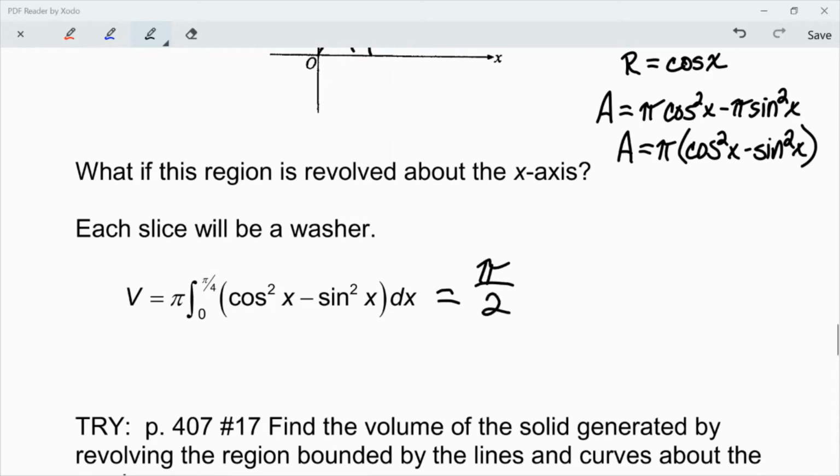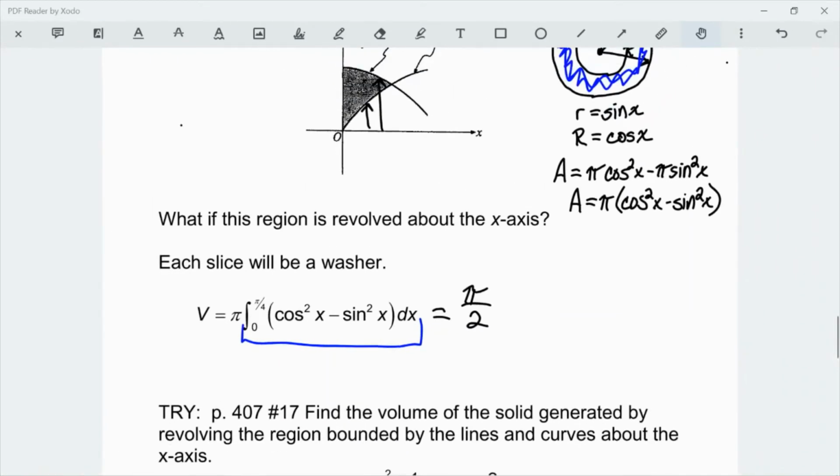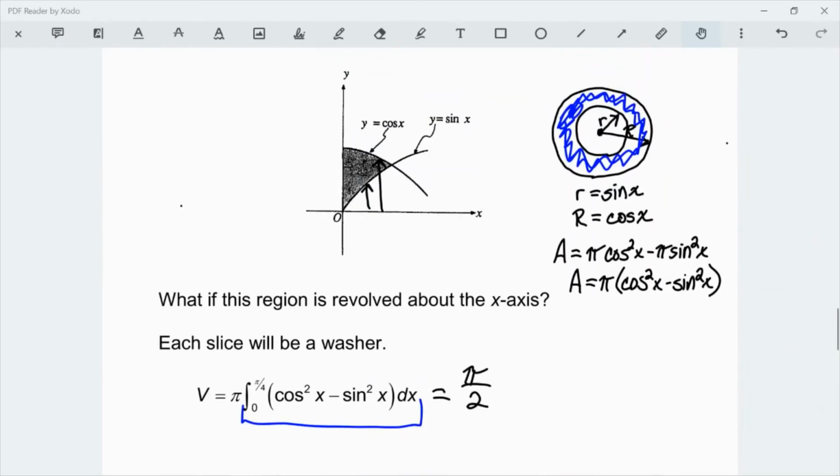If you plugged this into the calculator, though, what you would do is just do this part of it. Forget about the pi for a second. Plug that into the calculator, and you would see that this is 1/2. And then it's just 1/2 times pi, and you get pi over 2. Okay, so again, fairly simple as long as you can figure out what the cross-section is supposed to look like. So same idea as before, slightly different cross-section.